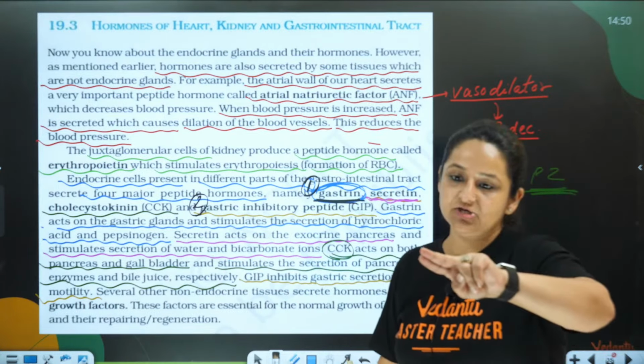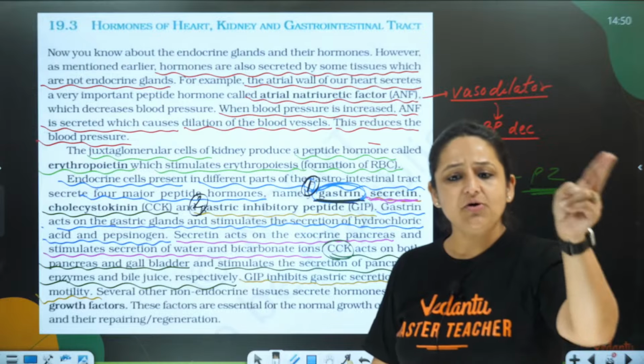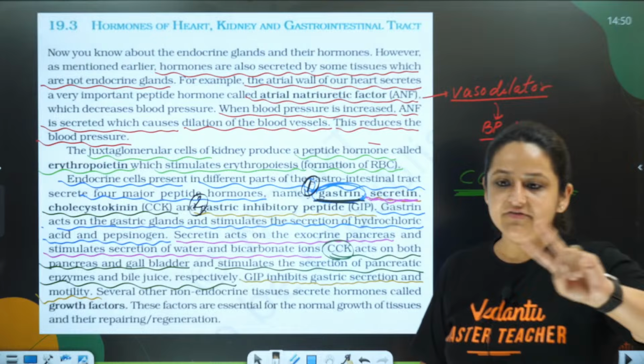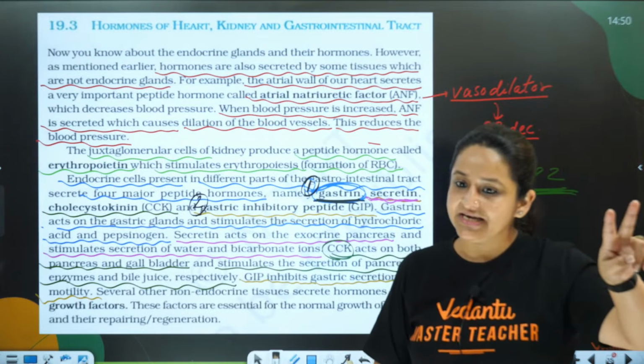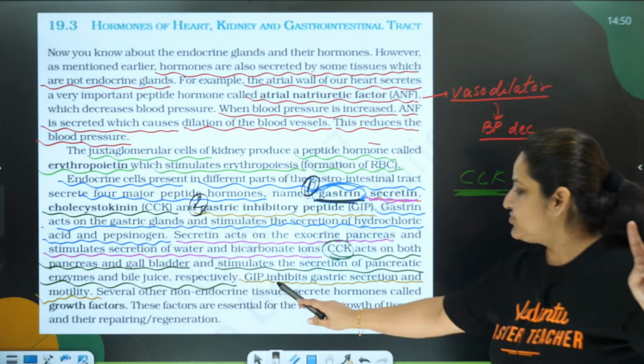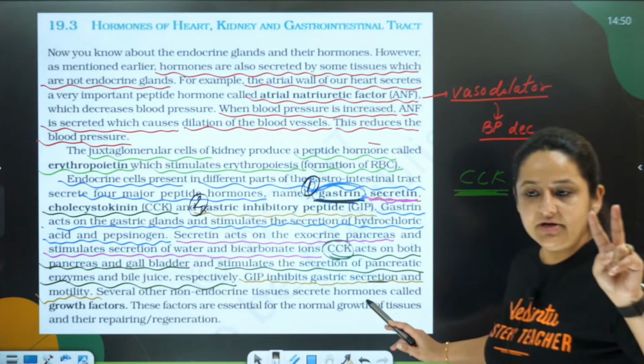This is going to stop the job of the gastric glands. It is going to tell them, finish it, stop it, we don't require you, the job is done now. So what is gastric inhibitory peptide going to do? It is going to inhibit the gastric secretion and motility.